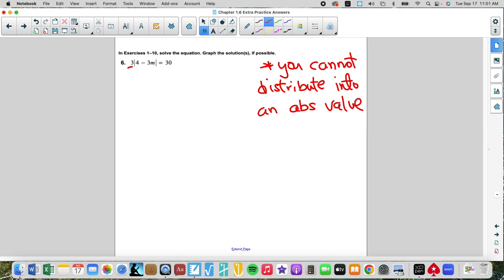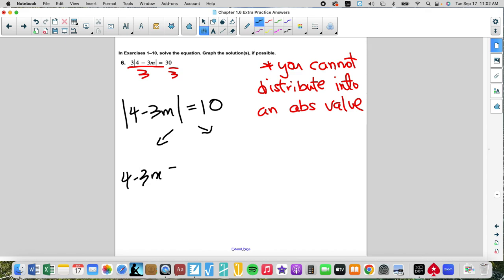Okay? So what we will do is we will divide both sides by 3. That's how we will isolate my absolute value. And now it's by itself. I'm going to write two statements. 4 minus 3m equals 10, or 4 minus 3m equals -10.